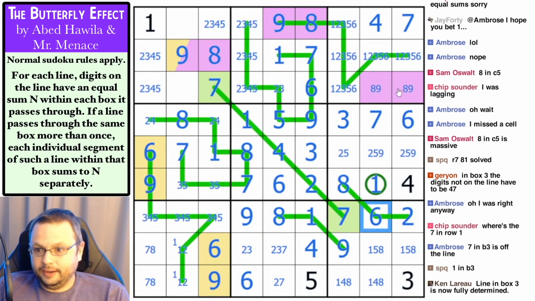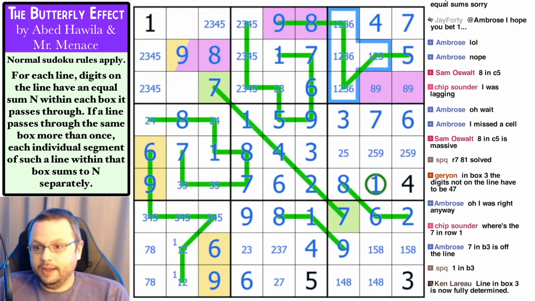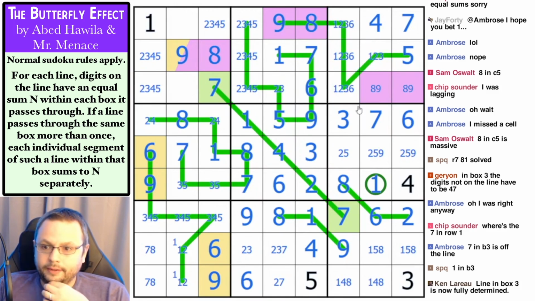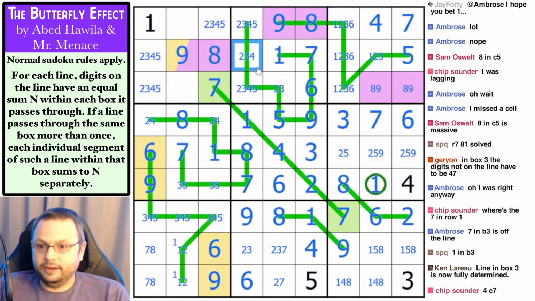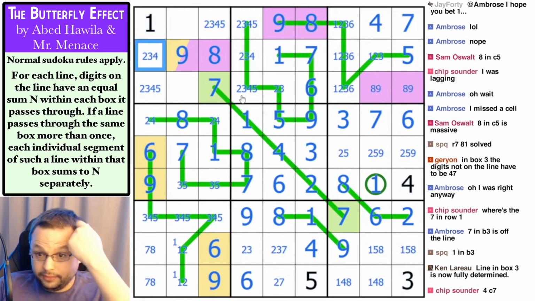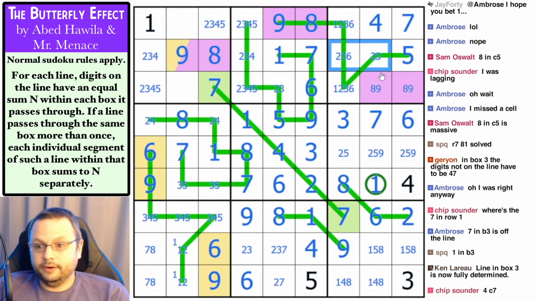Let's see. These aren't 6 anymore. That one's not a 3 either, or a 2. It's a 1 or a 5. It's not a 1 either, so it's a 5. These are not 5. Let's see. So that's not 5 either. That's not 5 either. These aren't 1 either because there's a 1 in the row already. So one of these two is 1, so that's not 1.